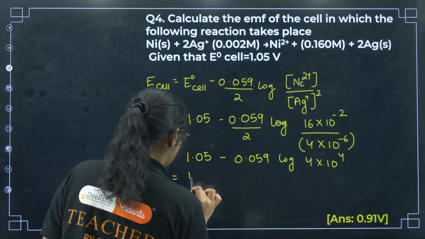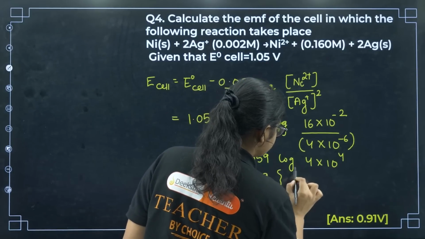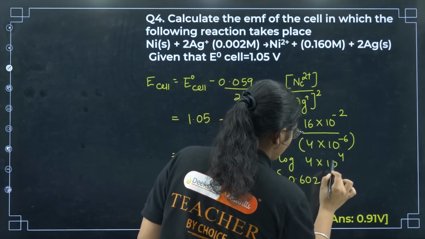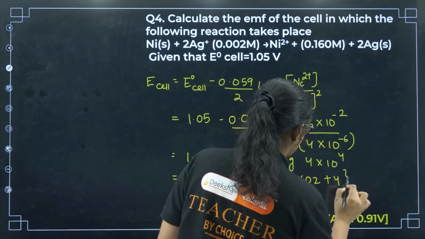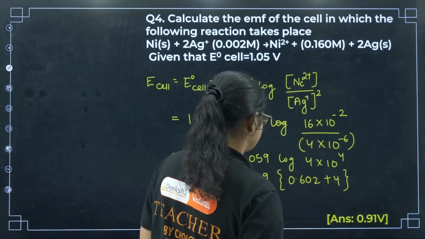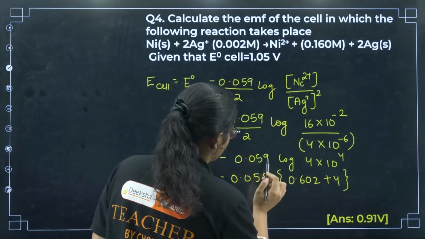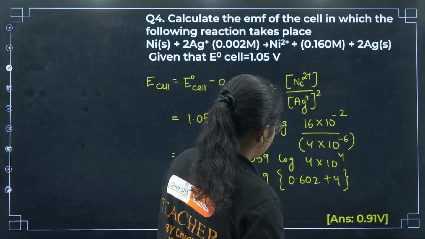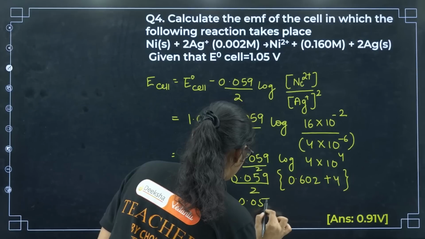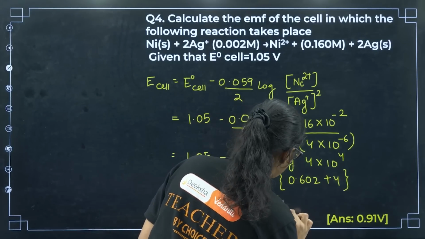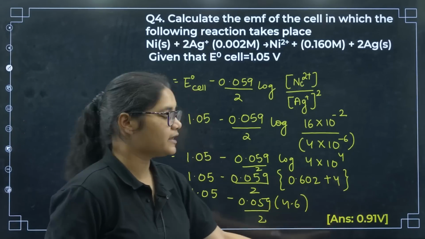If I solve this, you will get 1.05 minus 0.059 log 4, where log 4 is 0.602, and log 10 to the power of 4 is 4. So just solve this one. I have forgotten the 2 here: it is 0.059 by 2 into 4.6. Just solve this and you will get around 0.91 volt.